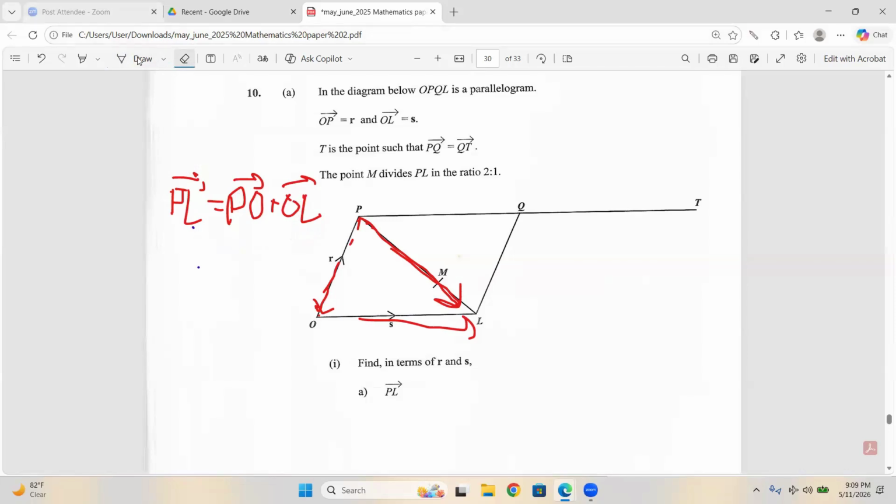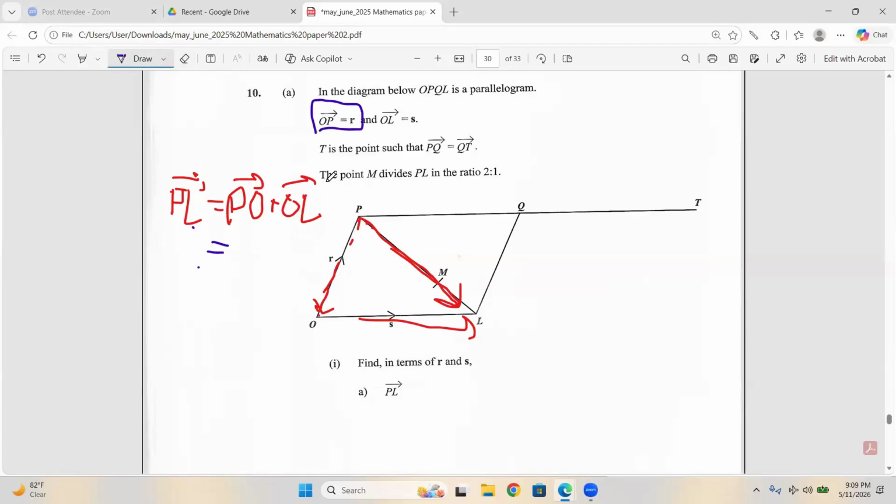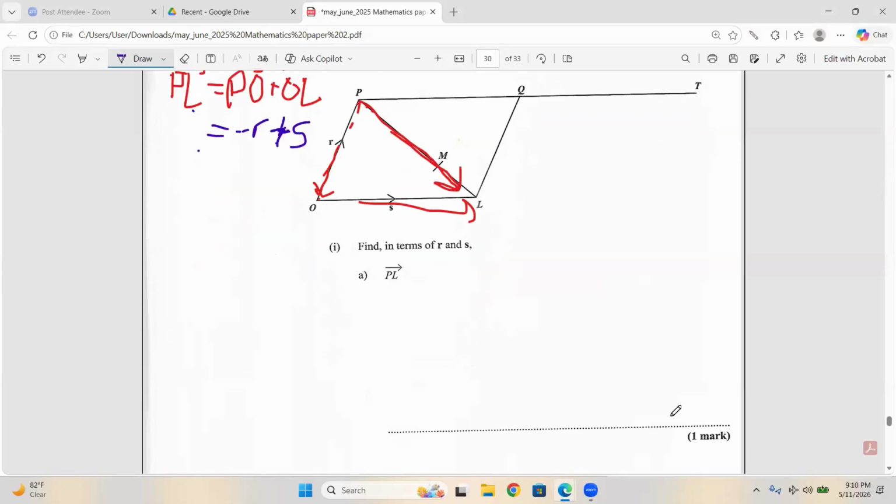Can anybody tell me what is vector PO? If vector OP is R, what is PO? You need to remember, opposite: minus R. Yes, that is absolutely correct. Minus R is good, because OP is positive R, so PO is minus R, and OL is positive S, so add the S. And that's the answer right here. This one was straightforward, and no wonder they put 1 mark.